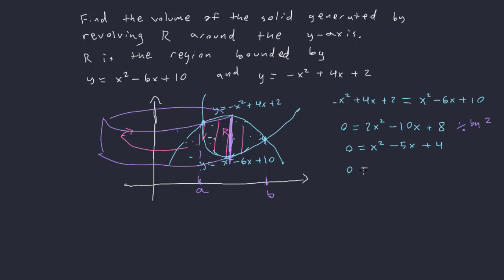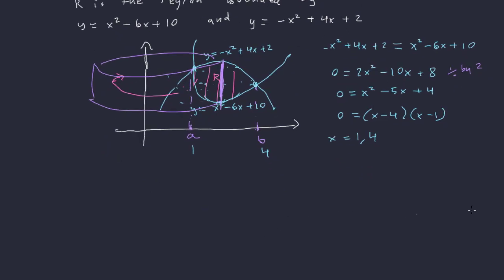All right, so this should factor, I want factors of 4 that sum up to be negative 5, so I'm thinking x minus 4 and x minus 1 will do the trick. All right, so x is equal to 1 and 4. And that makes sense, right, with what we're doing here. So that should be everything we need. Now we can set up the volume.